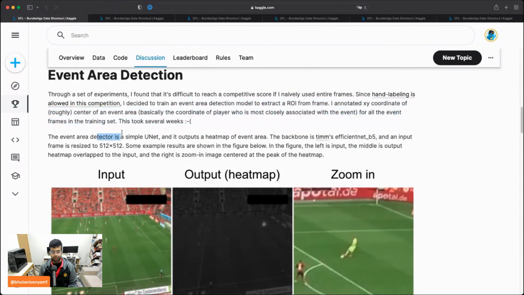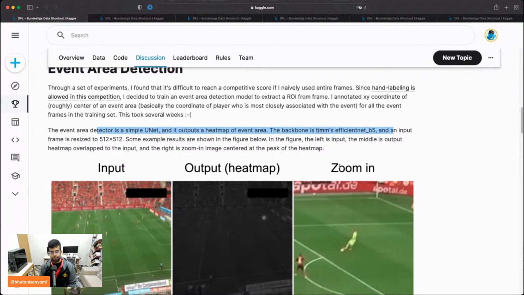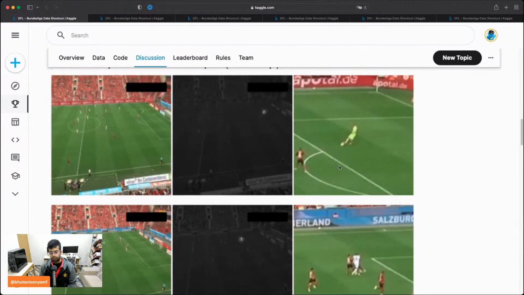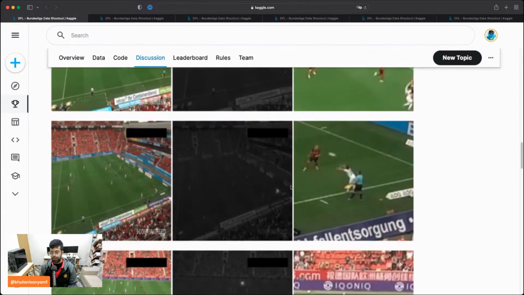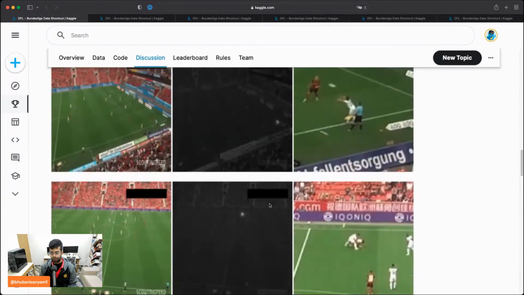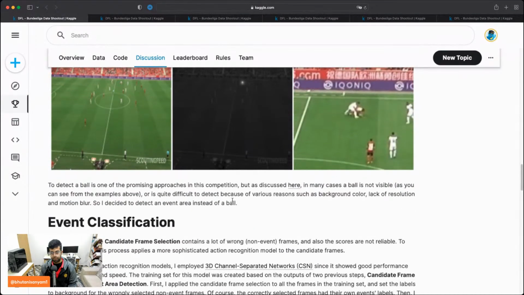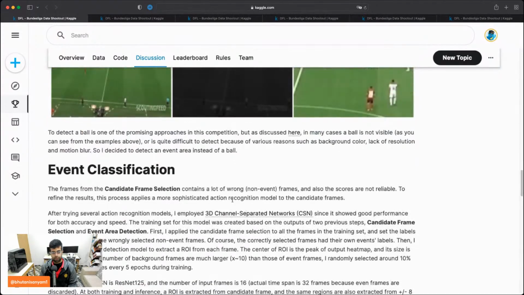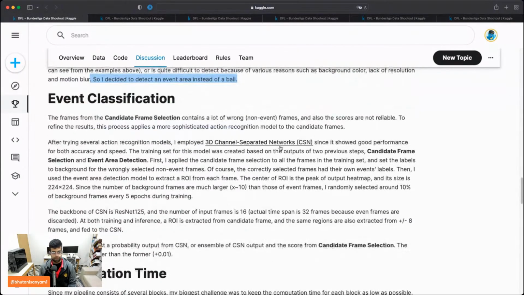The event area detector is a simple U-Net and it outputs a heat map of the event area. He had used a B5 and an image size of 512 by 512. And he shows the output later on. You can see that it accurately detects what's happening or where the event is happening. He decided against detecting the ball and only stuck with detecting the events.